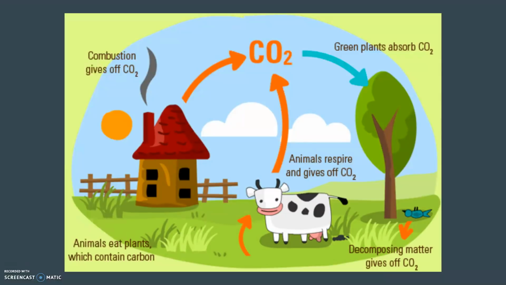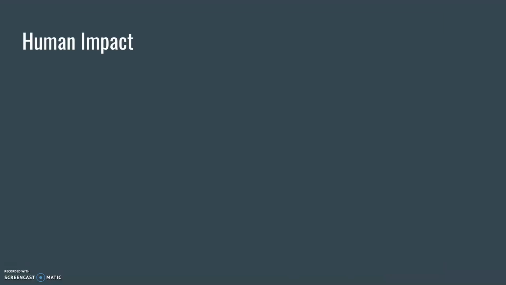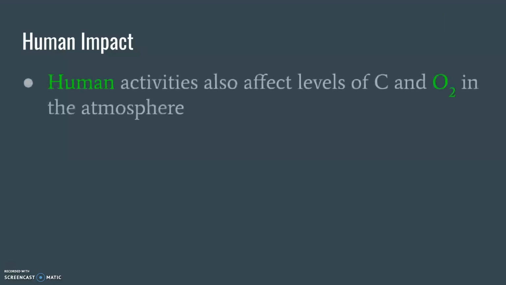So this is a cycle. It's super easy. Plant, human. Human breathes out CO2, it goes into the plant. Plant breathes out oxygen, it goes into the human. Super easy.